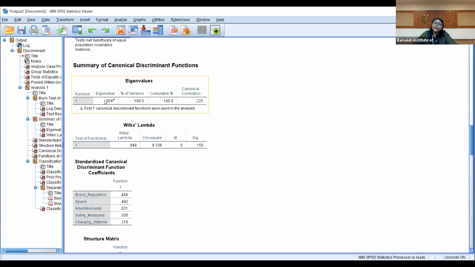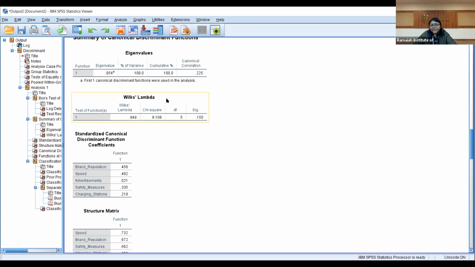In this case, the value of the eigenvalue is 0.054. That means only 5.4%. If it is a good model fit, then you will get values like 0.723 or 0.845. If you have 0.845, that means 84.5% of all these independent variables have a function on the discriminant function which we are considering for buying intention. So whatever is your dependent variable, the relationship between the independent variables and the dependent variable is based on this eigenvalue, that is, how much percent is explained by these independent variables on the dependent variable. Here it is very, very low, which is just 5.4%.